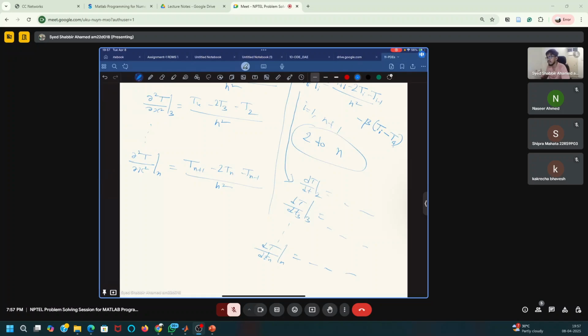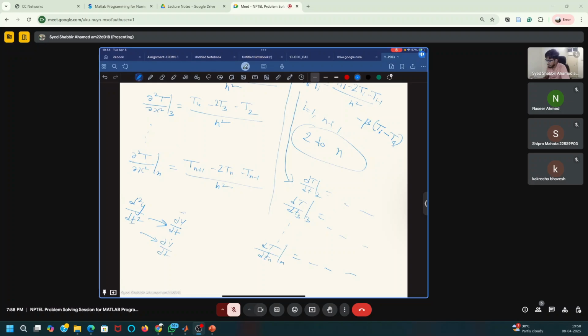Earlier also we have solved this. If we had something like d square y by dt square, we converted this higher order ordinary differential equation into two equations of single order, and we have solved this problem. So this is the same thing.